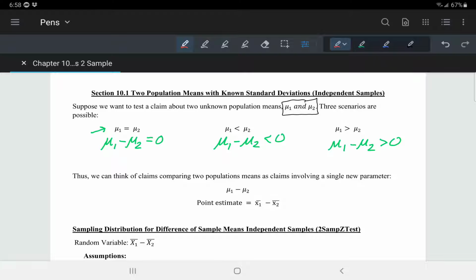And you can ask, well, why would we do these things? But what we're looking for here when we form this mu1 minus mu2 is that we have formed a single new parameter. That parameter is just the difference of those two. And we can estimate that population parameter by the point estimates from the sample, x bar 1 minus x bar 2.